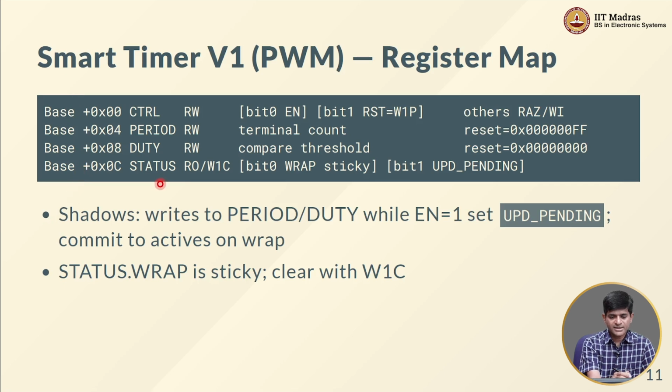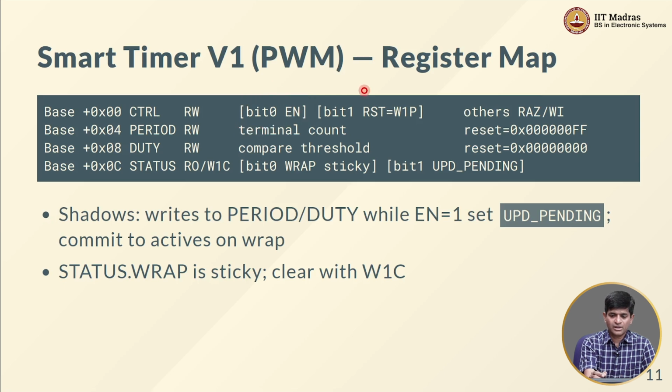Alright, so what are the registers that we have decided on? The very first register, and this is a very common convention, register number 0, is used for control. What kind of control? First, this is a read-write register, and within that, bit 0 is going to be an enable bit. In other words, I can set the value of bit 0 to 1 and it will start counting. If I read it back, it will show me that the enable value is 1.